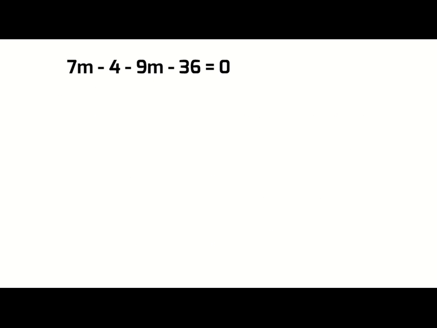Our third and final example is 7m minus 4 minus 9m minus 36 equals 0. When we go to solve this equation, the first thing we're doing is looking to see if there's any parentheses. There is not, so we're going to skip to the second step, which says to combine any like terms. So like terms would mean that we have the same variables or we have no variables. So if I look at this problem, I have sets of like terms.